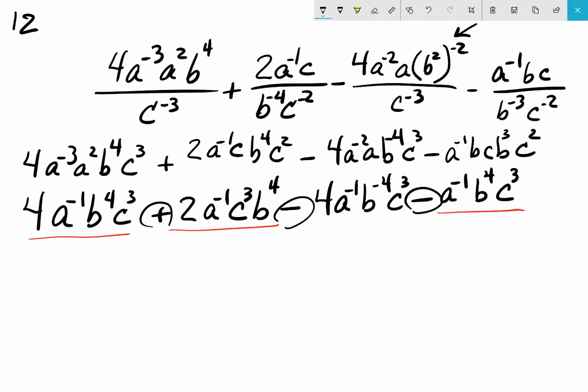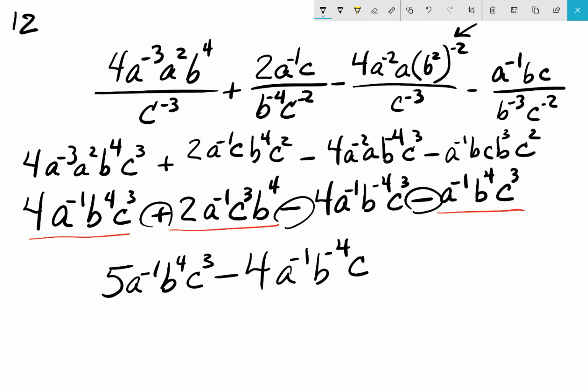So you've got these three like terms. You've got 4 a to the negative 1 b to the 4th c cubed, plus 2 a to the negative 1 b to the 4th c cubed, the same thing, and then minus 1 a to the negative 1 b to the 4th c cubed. So 4 plus 2 is 6, minus 1 is 5. So you have 5 a to the negative 1 b to the 4th c cubed. And then you have that other term, which is not like the others, and it's still sitting there.